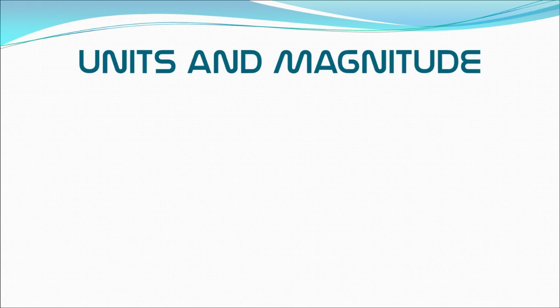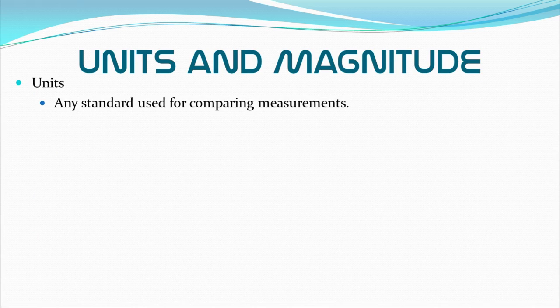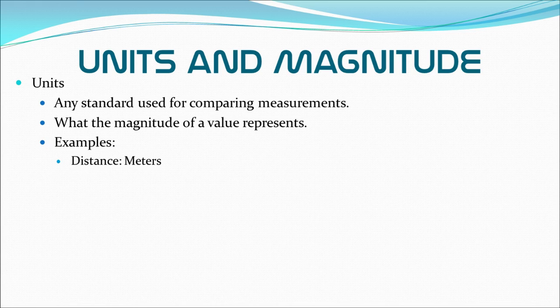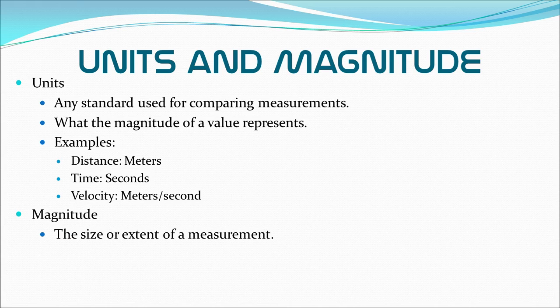Variables have units and magnitude. The unit is any standard used for comparing measurements. What the magnitude of a value represents. So for example, distance is a variable that's measured in meters. Time is measured in seconds. Velocity is measured in meters per second. The magnitude is the size or extent of a measurement, the amount of each unit that is being represented. In simplest terms, it's the number. If I'm looking at 5 seconds, 5 is my magnitude, seconds is my unit.